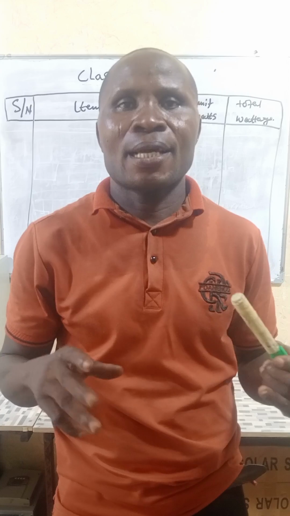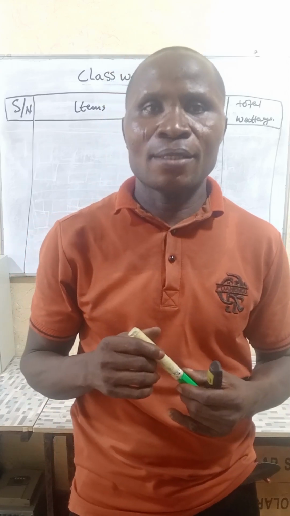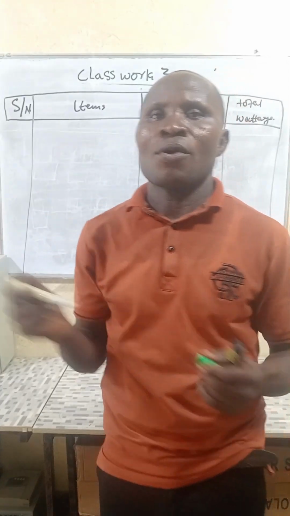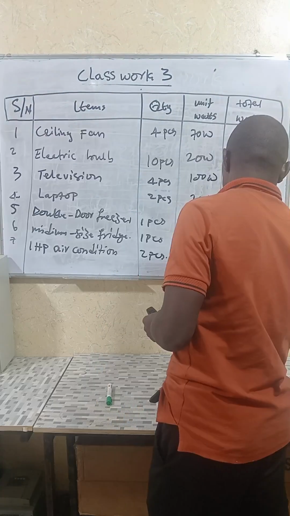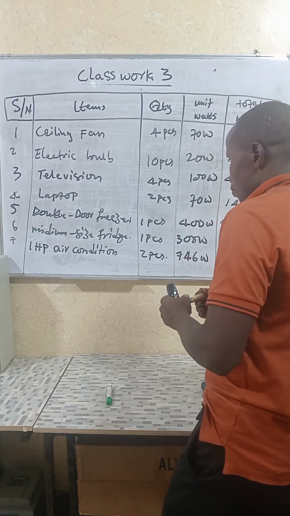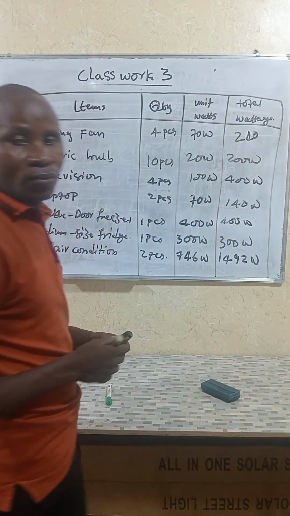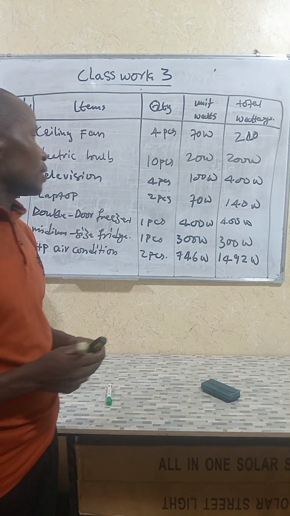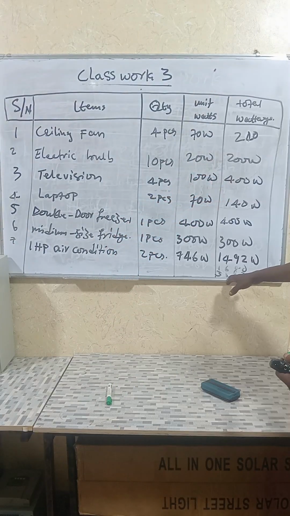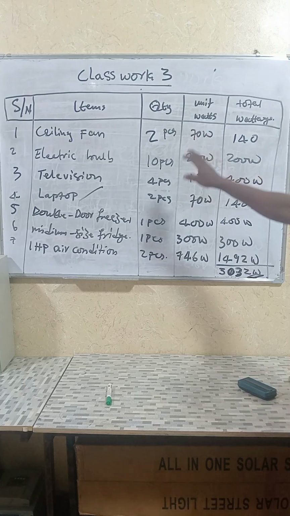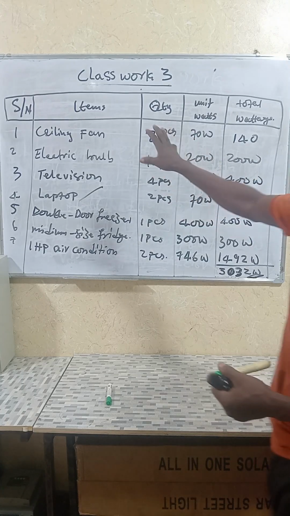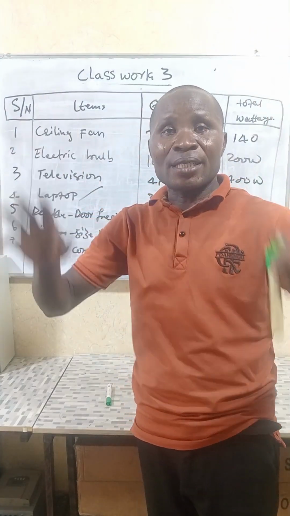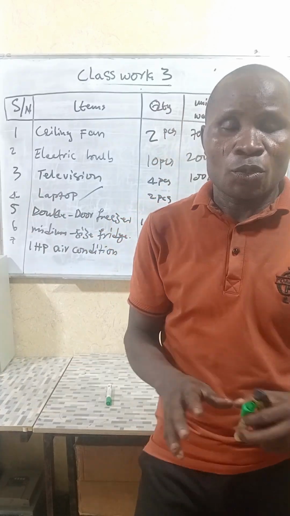We want to tabulate our system. Number 1 is ceiling fan. Number 2, electric bulb. If you add it together, we have 3000 as a total. And this is how to tabulate and get the right thing. So this is how you can tabulate your readings of the items, the number of the items, so that you can get the exact and accurate design of your solar system.